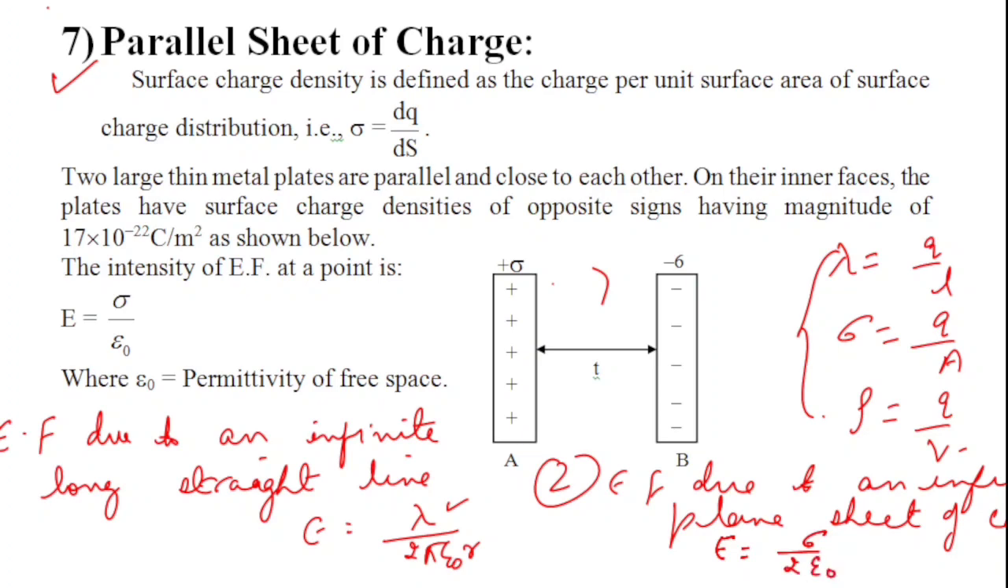Suppose this is a plane sheet of charge, and suppose positive charge is distributed over this plane. Now you have to find electric field due to this plane sheet of charge. So you have to first draw a Gaussian surface to enclose that charge. And in case of plane sheet, what type of Gaussian surface is used? Yes, cylindrical Gaussian surface.